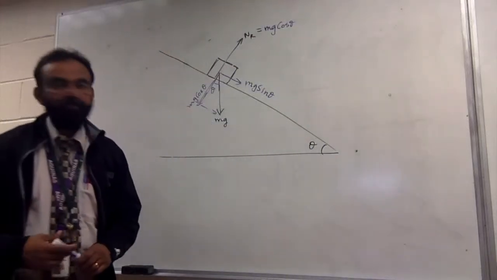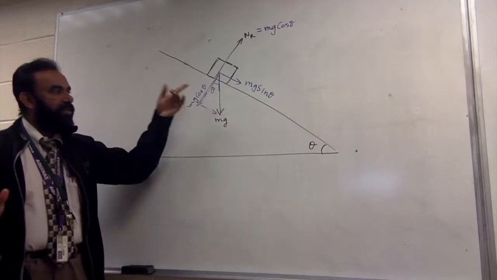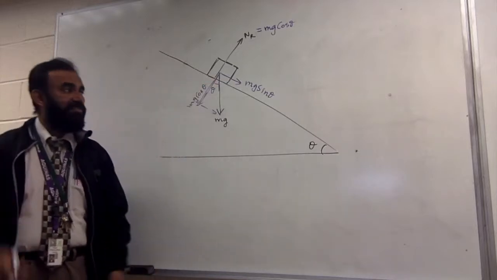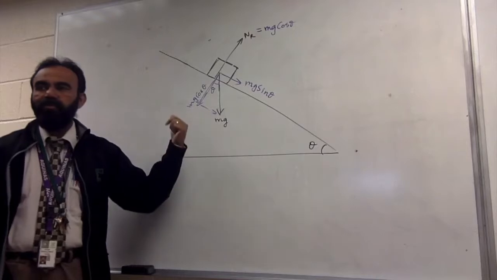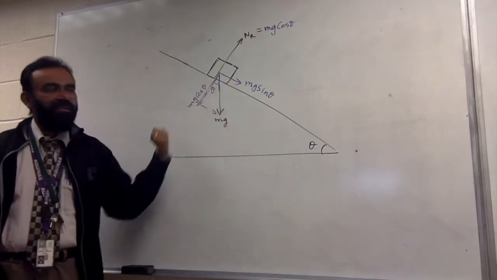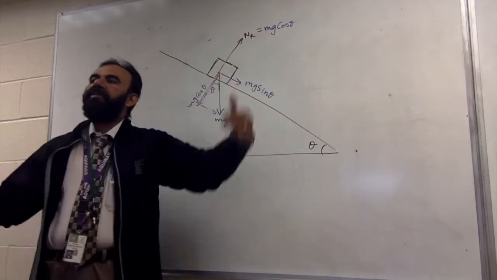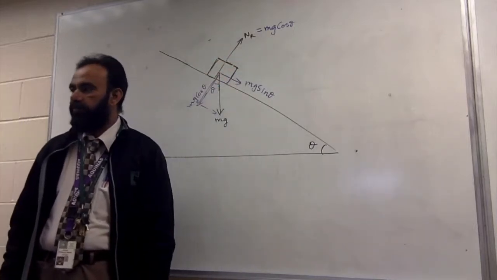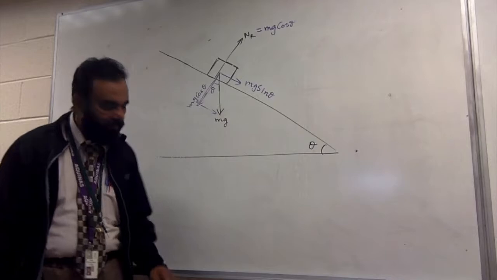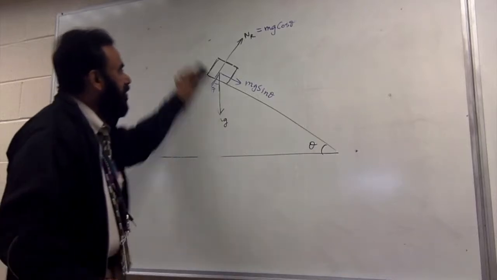Is it clear? So as soon as you have a problem where you have an inclined surface, immediately split it up into two components. That's mg sine theta, that's mg cosine theta. That implies that the normal reaction is mg cosine theta. And then keep working from there. Is that clear? Now let's put this into a problem.